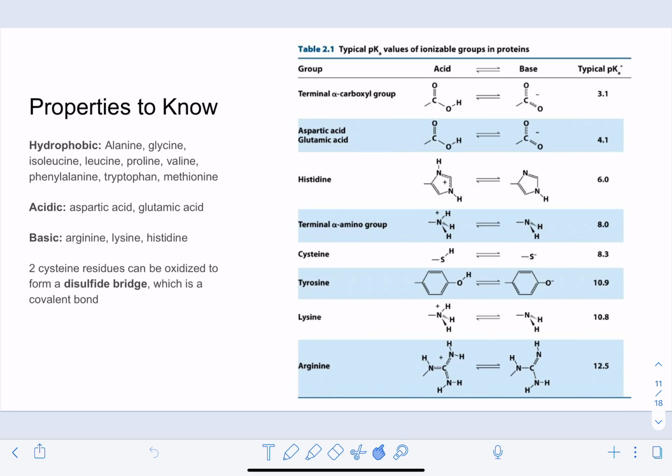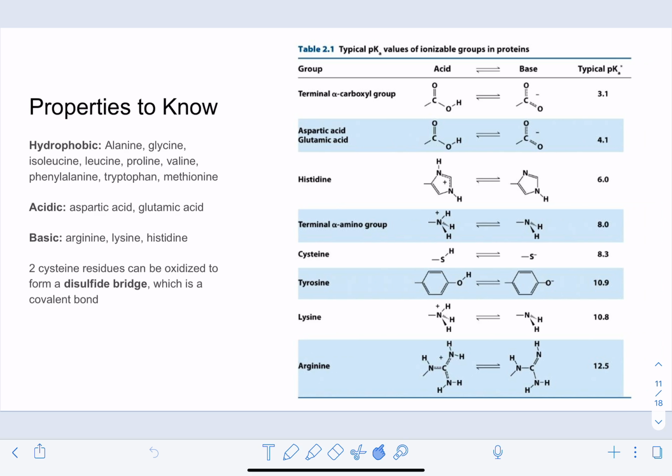I'm going back to this chart. If you can, rewind the video earlier. The most important groups of amino acids you need to know are that alanine, glycine, isoleucine, leucine, proline, valine, phenylalanine, tryptophan, and methionine are the hydrophobic ones. And so they will typically be packed into the interior of proteins away from the aqueous environment surrounding them.